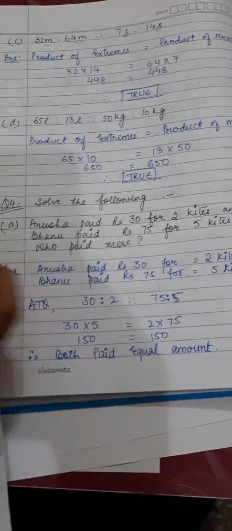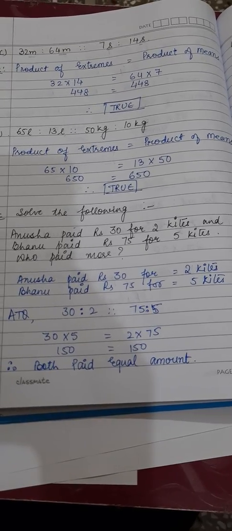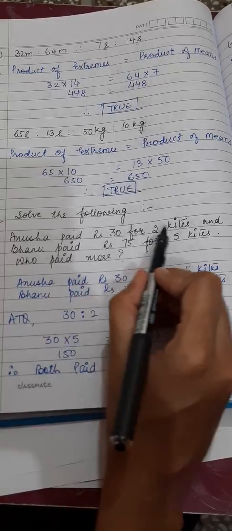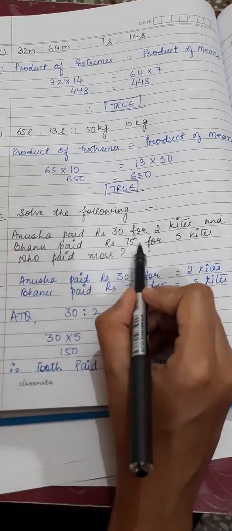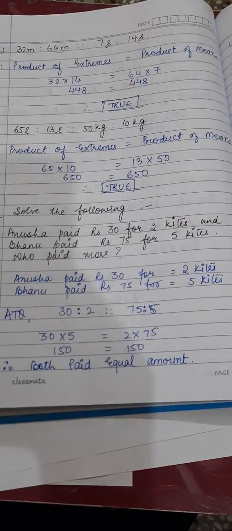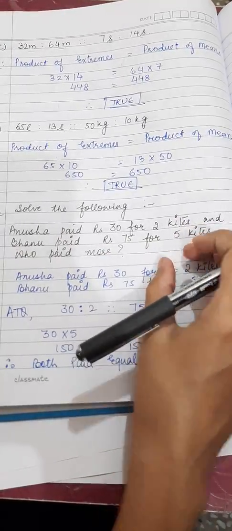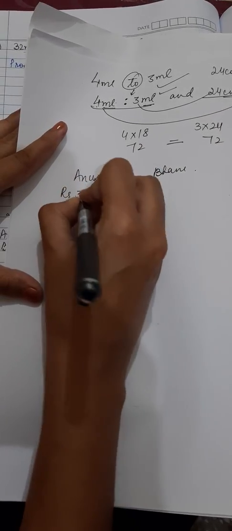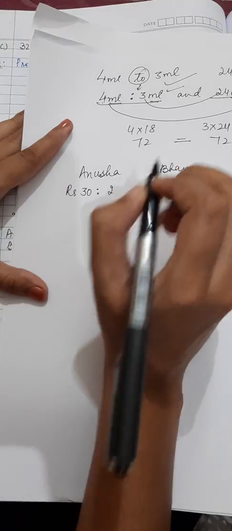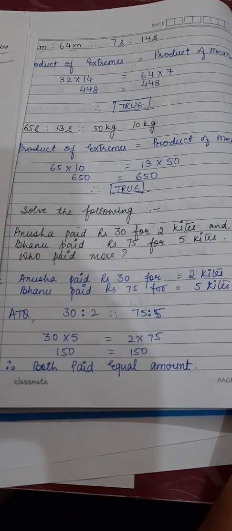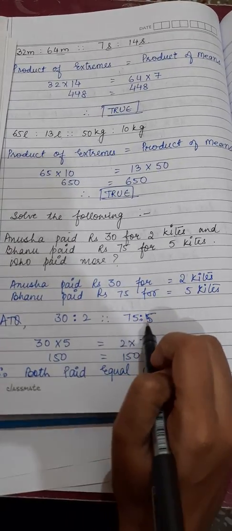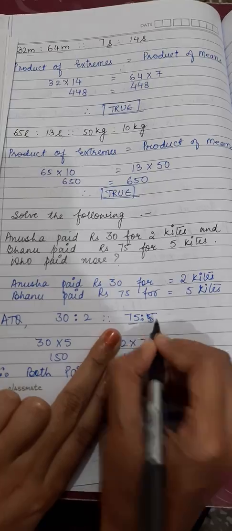Now let us do the A part. See, there are two girls. One is Anusha and the second is Bhanu. Anusha paid rupees 30 for 2 kites and Bhanu paid rupees 75 for 5 kites. So who paid more? Now we are going to do this question with the help of proportion. Anusha paid rupees 30 for how many kites? 2 kites. Right? And in the same way Bhanu paid 75 rupees for 5 kites.